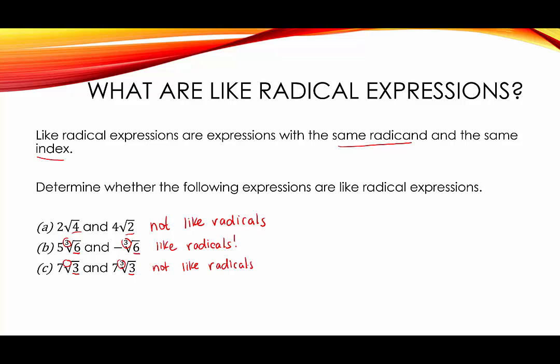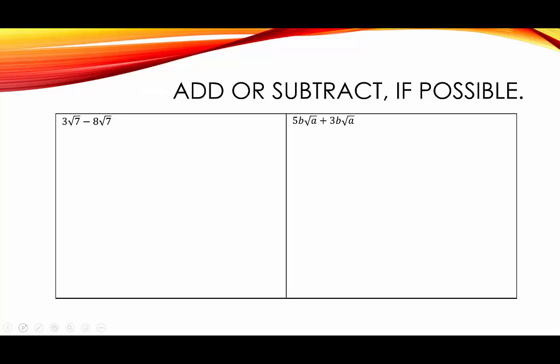All right, now that you are a pro at identifying like radical expressions or not, let's get into actually adding or subtracting if we can. So here we have 3 square root of 7 minus 8 square root of 7. What we do is we almost treat the radical like it's a variable. And so what we're really looking to combine are the coefficients. So we're looking for 3 minus 8. It's like I had 3 radical 7s and I'm taking away 8 of them. Whoops, that leaves me with a deficit. I end up with negative 5 radical 7, and this would be my final answer.